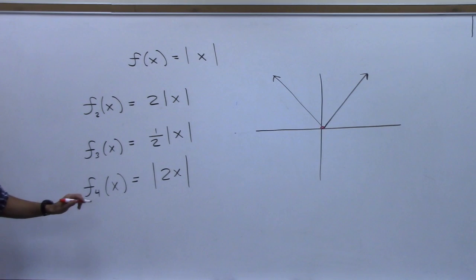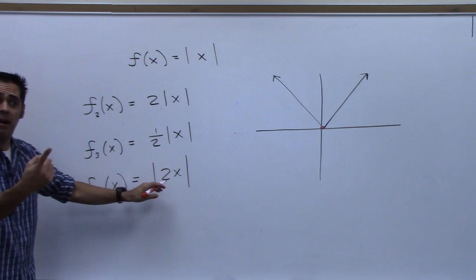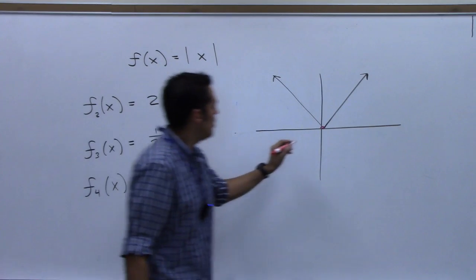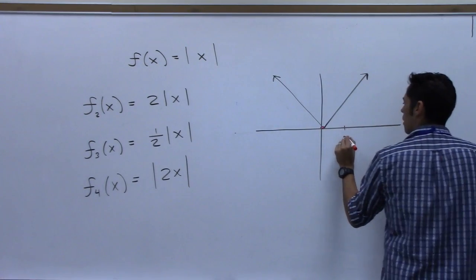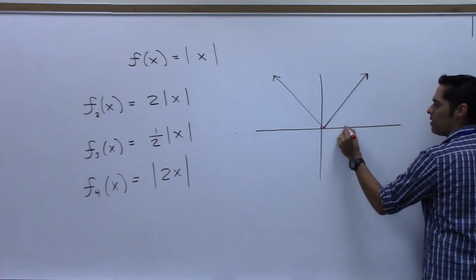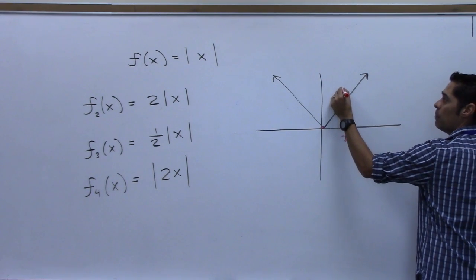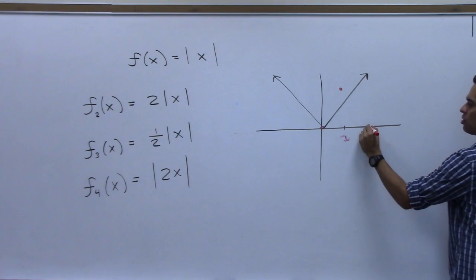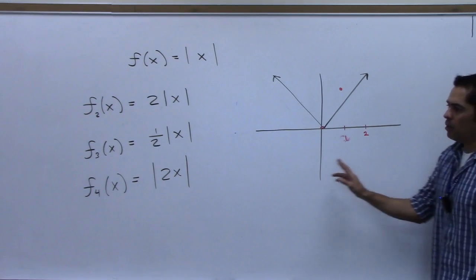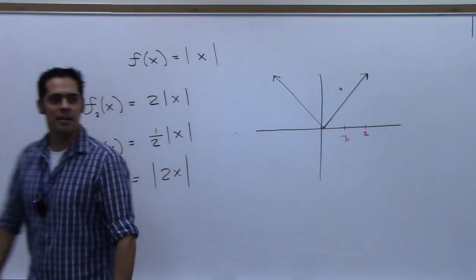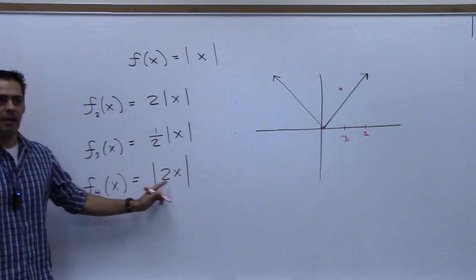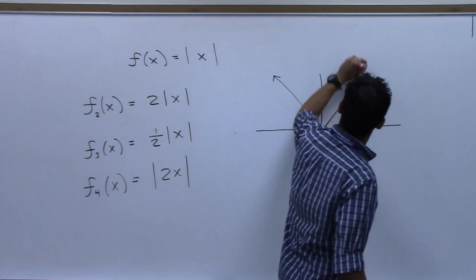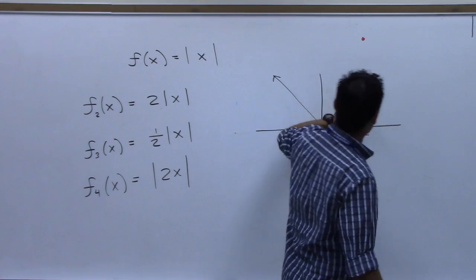But now watch. When we plug in 1 now, this is actually what? 2. So when I plug in 1, instead of being up at 1, I'm actually up at what? 2. Now what happens if I plug in 2? When I plug in 2, I'm actually at 4, right? Absolute value of 2 times 2 is 4, so I'm up here at 4 instead of 2, yes?